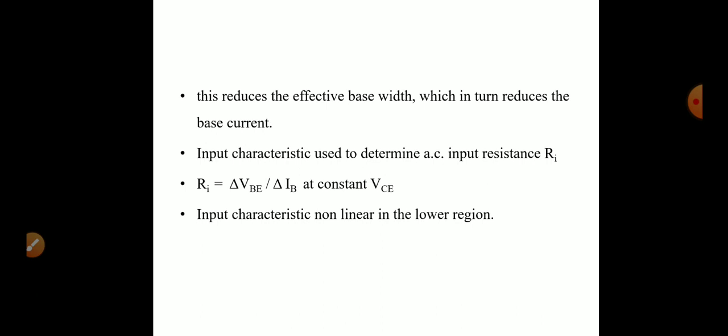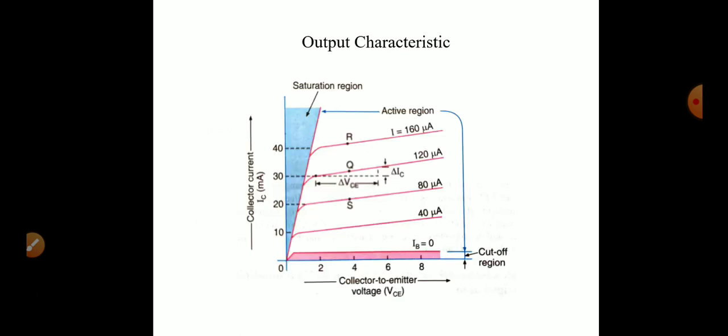The input characteristics are used to determine the AC input resistance. We can calculate the AC input resistance by taking the ratio of change in input voltage to change in input current at a constant VCE. That means the input resistance Ri equals delta VBE by delta IB at constant VCE. Input characteristics are non-linear in the lower region. And next one is the output characteristics.